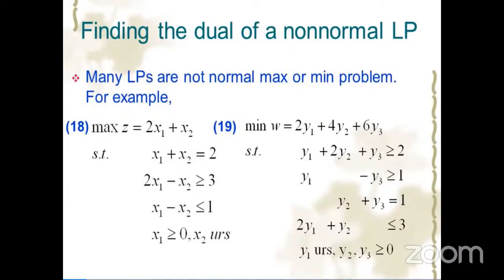You can check here also many LPs are not normal maximum or minimum problems. For example, maximize z equals to 2x1 + x2 where x1 + x2 is 2, 2x1 minus x2 is greater than 3, x1 + x2 is less than 1. And that is the situation. When converting into a dual method, it will be like this. Minimum w equals to 2y, with 2, 3, 1 coming.